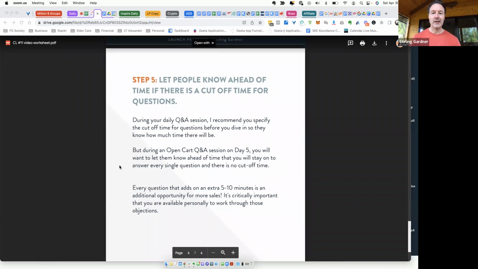All right, and then step 5, let people know ahead of time if there's a cutoff for your questions. I recommend you specify a cutoff time before you dive in so they know how much time they're going to be there. During open cart on day 5, you're going to want to let them know ahead of time that you will stay on to answer every single question if there is no cutoff time.